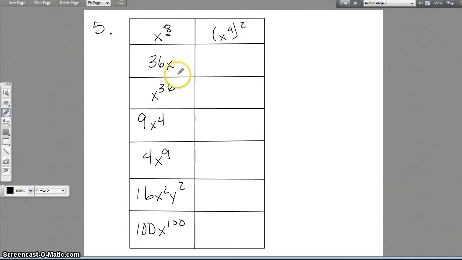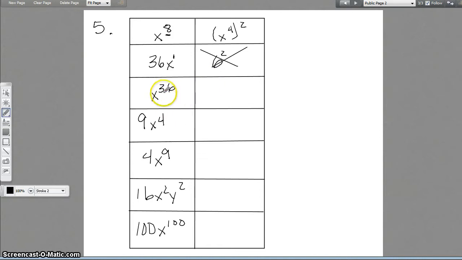Okay, then we have 36x. Well, 36 can be written as a square because that is 6 squared. But x is to the first power. We cannot write an odd power as a square. So that one can't be done. You would write not possible.